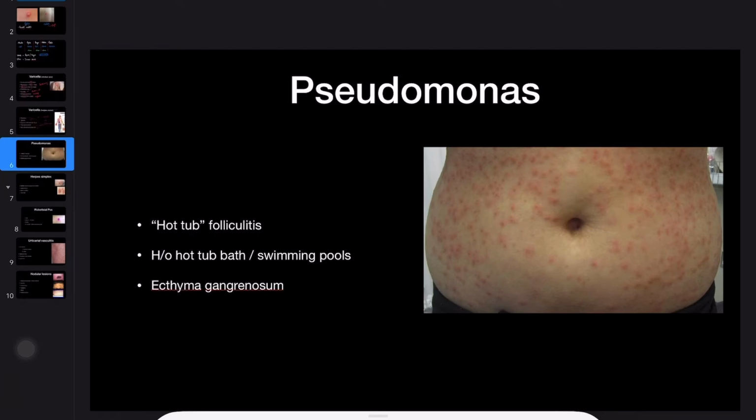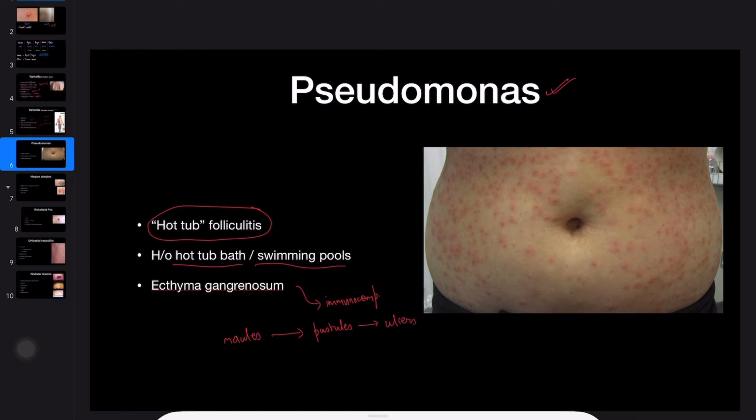Now we have Pseudomonas. This is a relatively easy topic. If a patient has a history of hot tub bath or of swimming in pools, then you should think of hot tub folliculitis, especially if the gram stain and other characteristics resemble Pseudomonas. Now, ecthyma gangrenosum is seen in immunocompromised patients, and it is a disseminated infection which involves the dermis. First, you will see macules in ecthyma gangrenosum, which will progress to pustules, and then you will eventually see ulcers.